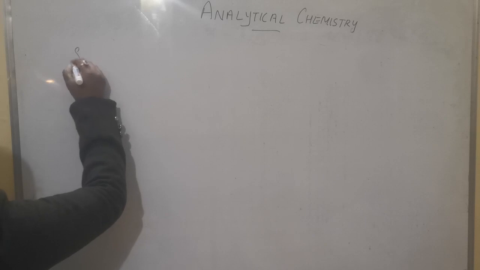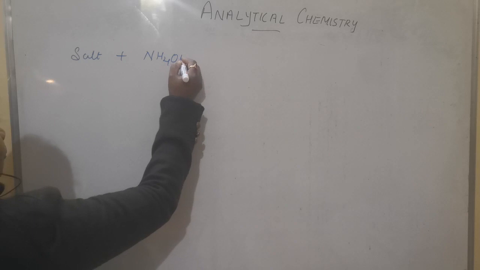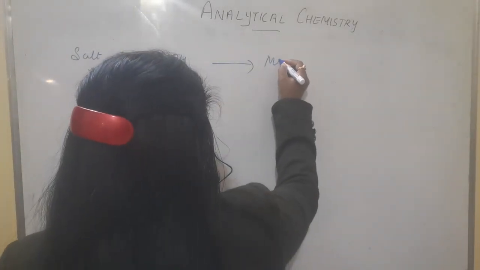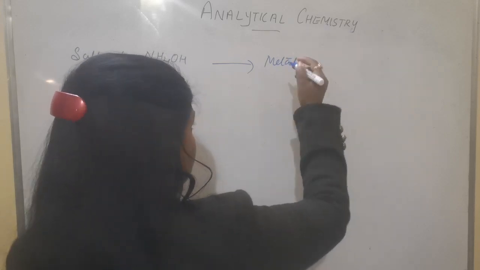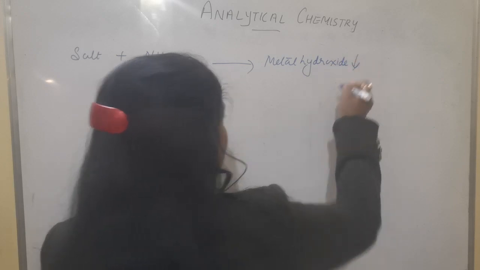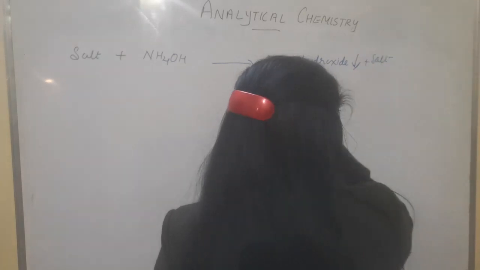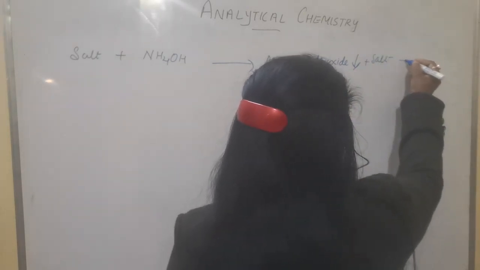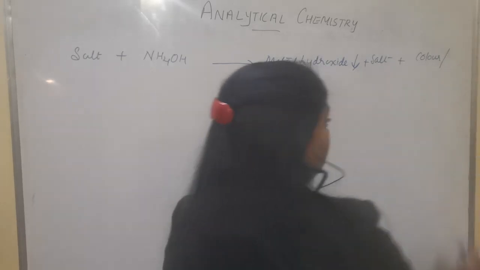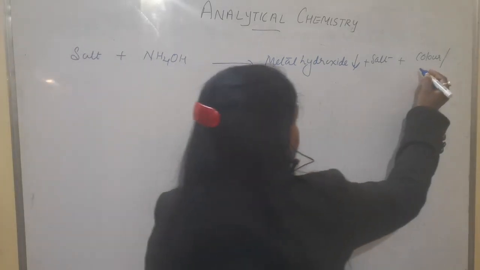First we'll take the salt solution, then we'll add NH4OH and observe the precipitate. What precipitate? Metal hydroxide, the same as the previous one. The precipitate will be shown by a downward arrow, along with a salt which is soluble in the solution. Then we'll observe the color and what happens when this reagent is added in excess.